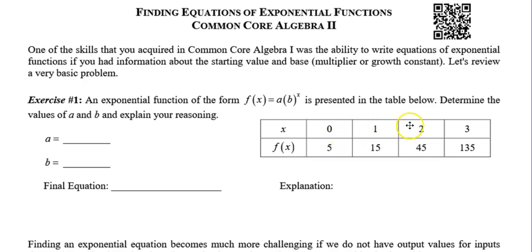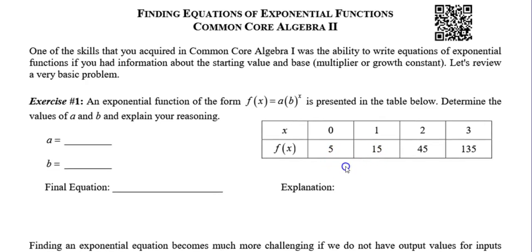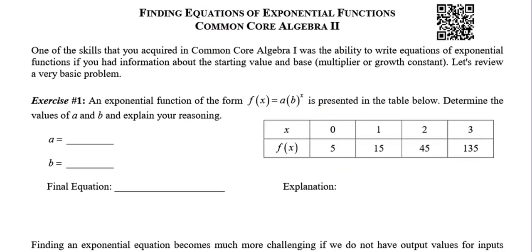We can see that as x increases by 1, we see a pattern in the y's. And that's critical, that we see a pattern, and that pattern is a multiplier pattern. It's a constant growth. The way to find that ratio, as we call it, is just to do a division. So if I do 15 divided by 5, that constant ratio is 3. So it's times 3, and we get that by doing 15 divided by 5. So that's the constant ratio.